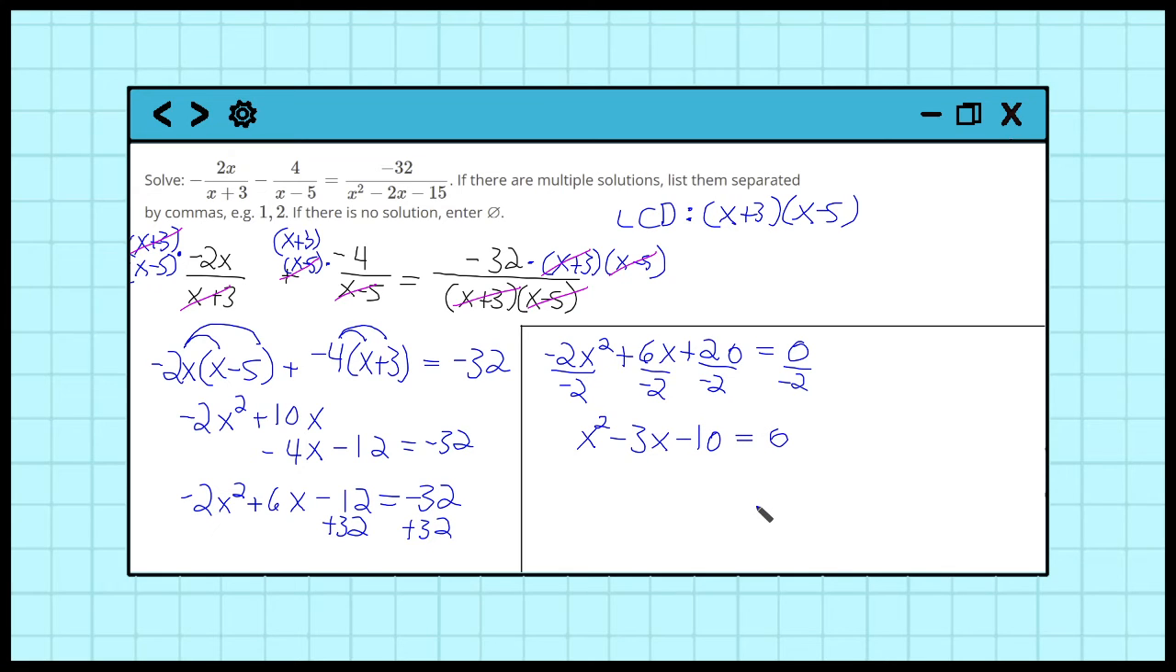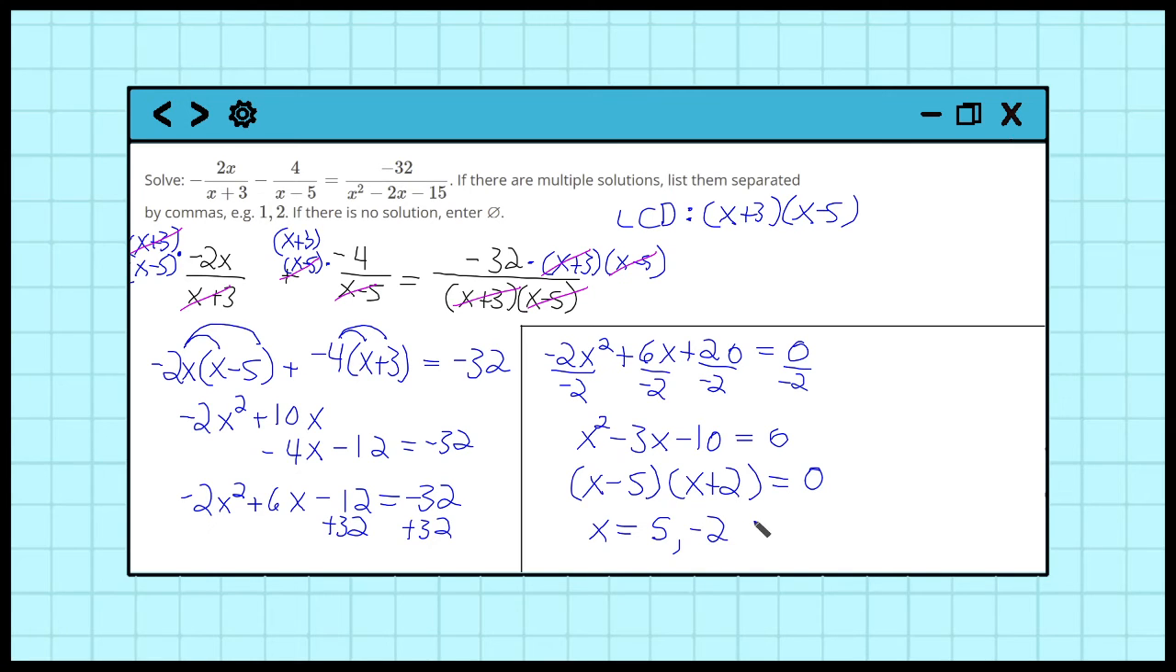At this point, you can solve the equation multiple ways. I'm going to choose to factor it. And when I do that, I end up with (x minus 5)(x plus 2) equals 0. You can always double check that it works by multiplying it back out. And then when I solve each of these separately, x minus 5 equals 0, I get x equals 5. x plus 2 equals 0, I get -2.